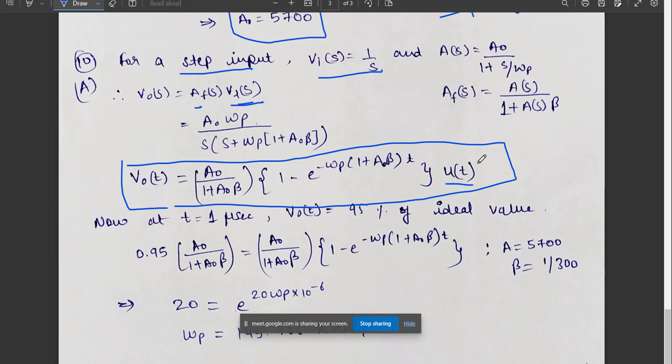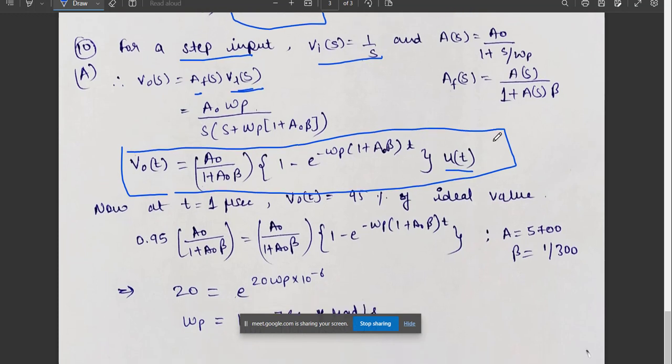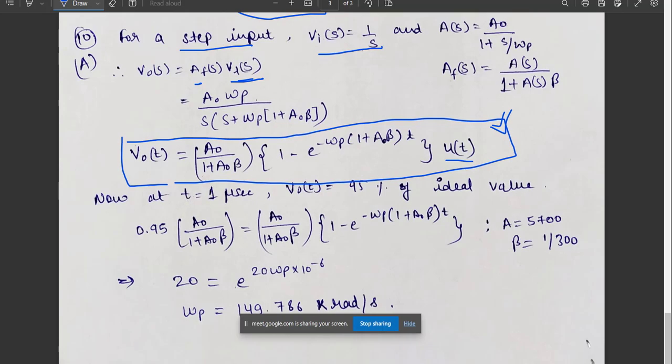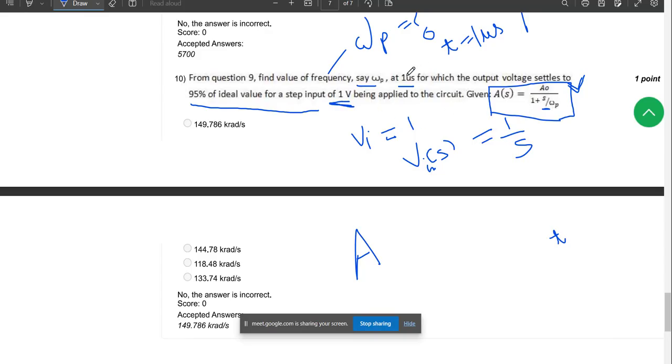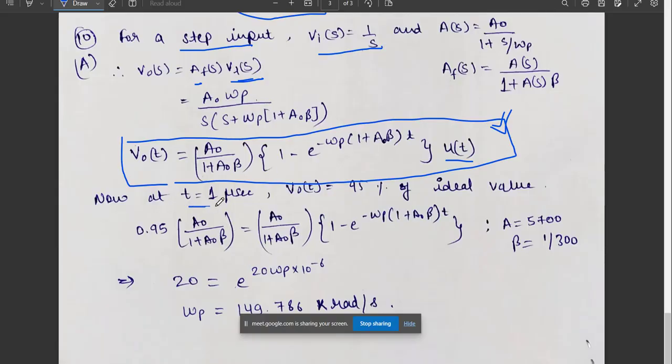This is a typical inverse Laplace transform from a Laplace term. If you know how to do Laplace transform and inverse Laplace transform, you will be able to do this much. Now, in the question itself, time is given. Time t is given as 1 microsecond, so we'll put t equals 1 microsecond.